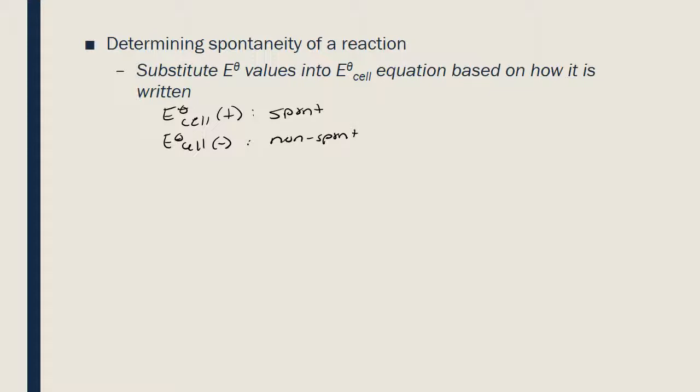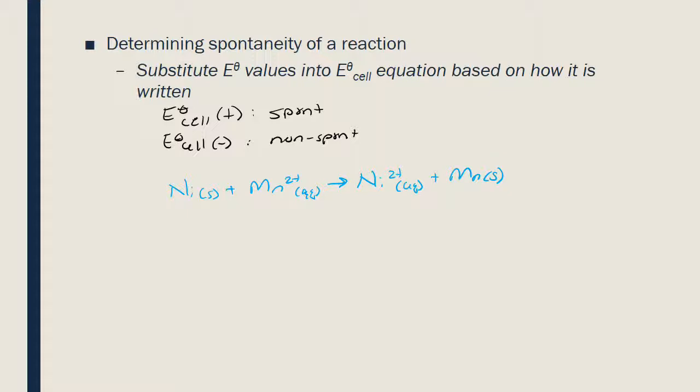If your E theta cell is negative, this is going to be a non-spontaneous reaction as written. All right, so the example we're going to use is we have a reaction. Our reaction is nickel solid reacting with a manganese ion to create a nickel ion and manganese solid.